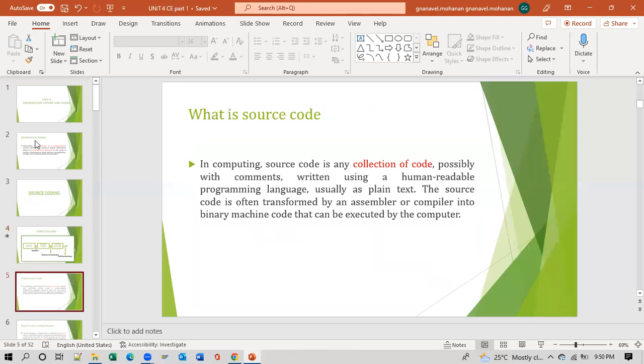Next, we'll see what is source code. As in computing technology, we know very well that source code is any collection of code, possibly with comments, written in a human-readable programming language. Usually, the programming language is written in plain text, like English-like structures. The source code is often transformed by an assembler or compiler into binary machine code that can be executed by the computer.